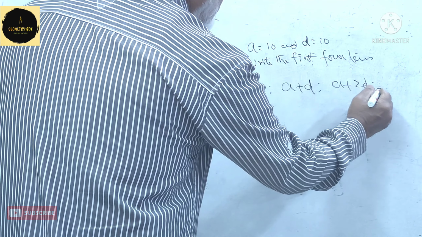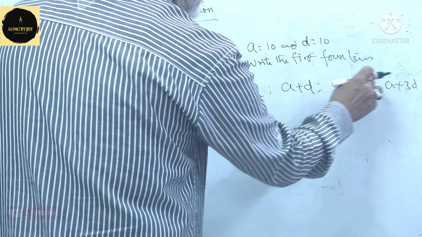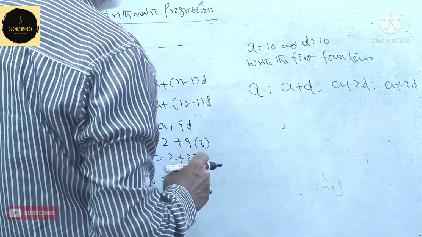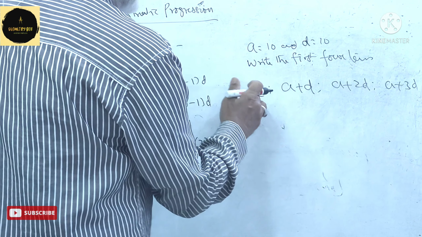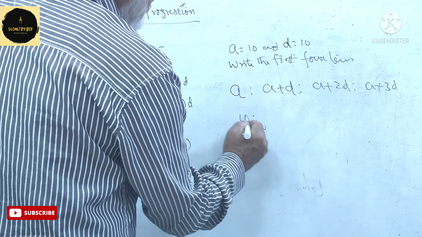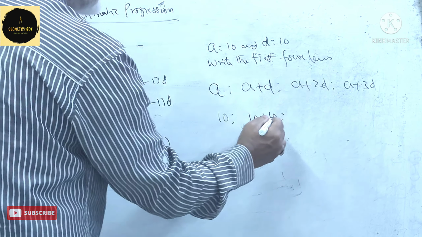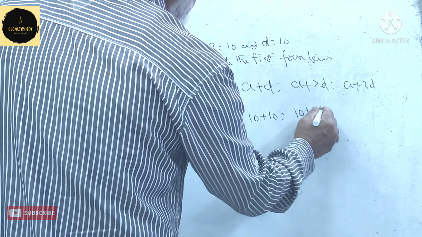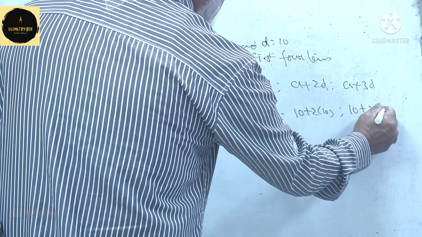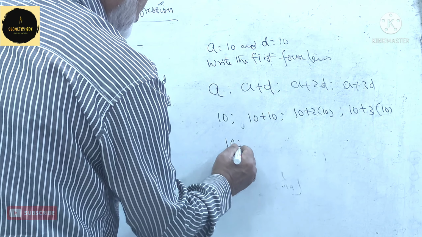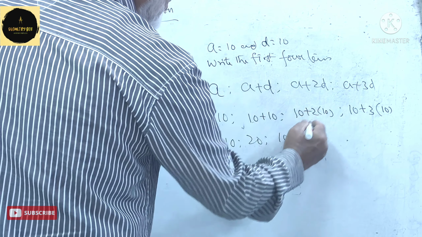What do we mean by the first 4 terms? a is called the first term, a plus d is the second term, a plus 2d is the third term, and a plus 3d is the fourth term. Now we can write the values of a and d. The first term a is equal to 10. The second term, a plus d, is 10 plus 10. Then a plus 2d is 10 plus 2 into 10, and a plus 3d is 10 plus 3 into 10.